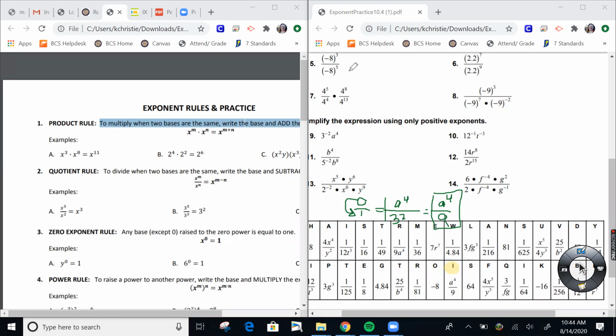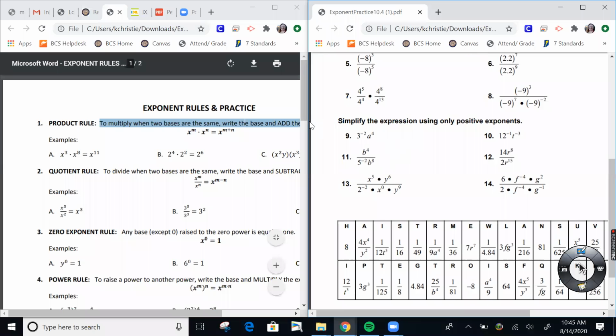These ones obviously get a little bit more tricky. So I'm going to start you off on one of those problems, but I'm not going to finish it for you. So let me get my pen back out, get rid of the highlighter. So let's do number 11. Number 11 says b to the 4th over 5 to the negative second and b to the 8th.